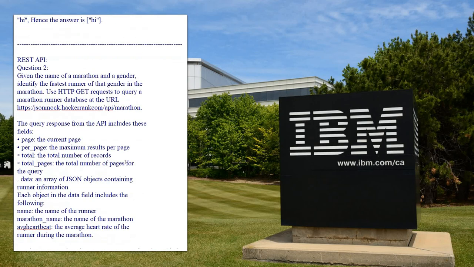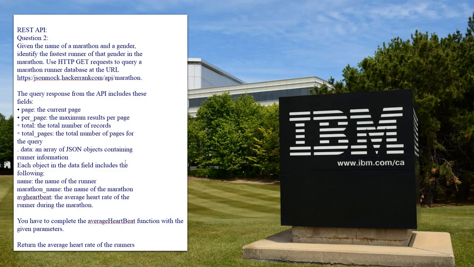And coming to the second thing, the REST API development. In this, you'll be given the name of the marathon and the gender, and you are supposed to identify who is the fastest runner of that gender in the marathon. So they are going to give the HTTP URL, a GET request. You need to use that URL, and you are going to get all the details.